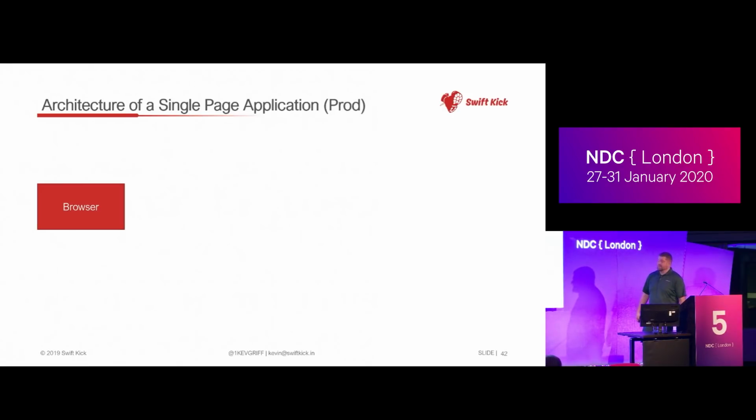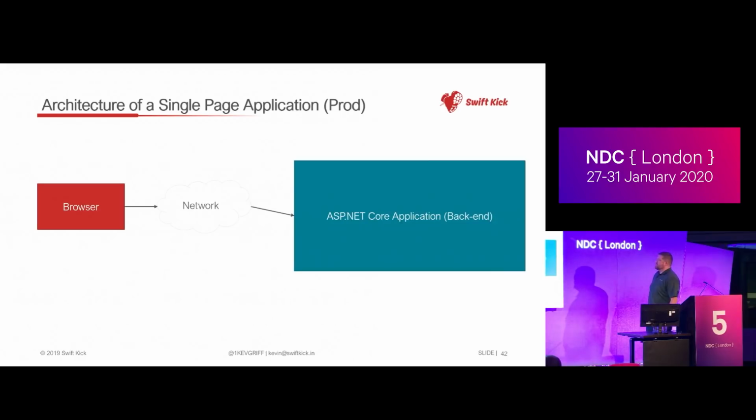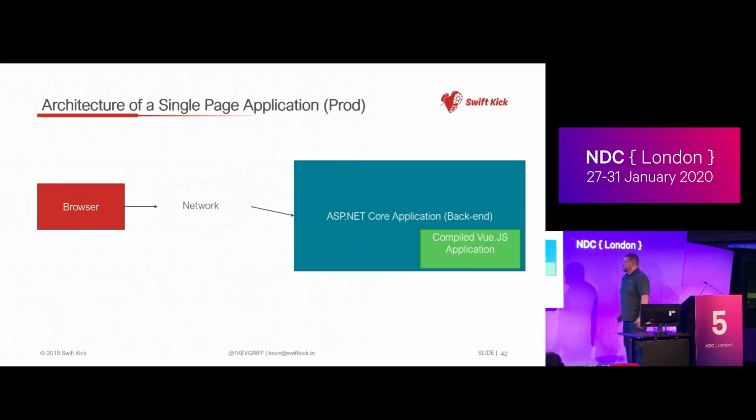What I wanted to do is look like this, where my browser talks to my ASP.NET Core app, but for any non-API call, I wanted to serve up the compiled Vue.js app.